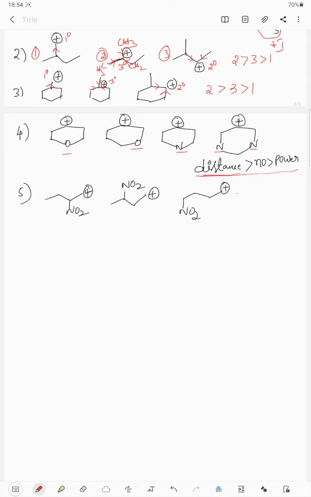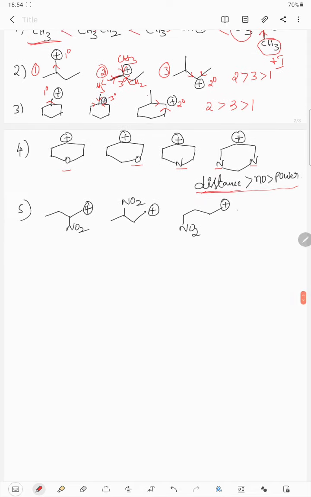It withdraws electrons very strongly, so that's why these two are ruled out. Now what is our first priority? The third compound has more stability. Why? Because only one nitrogen is present and the distance is also very long, so there is not much effect on the positive charge. That's why the withdrawing effect decreases.